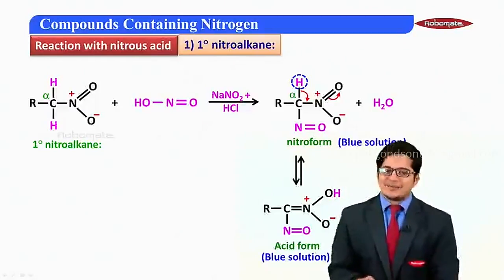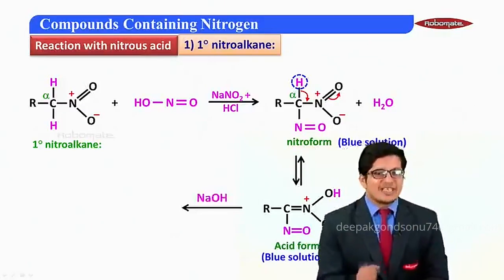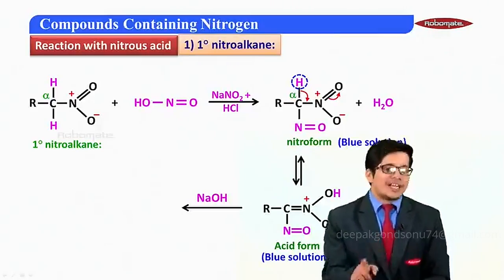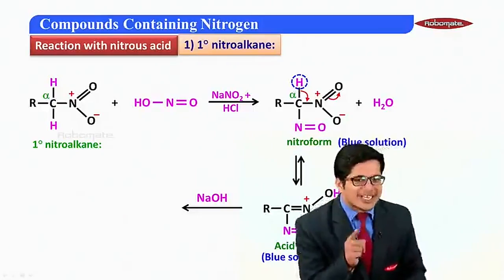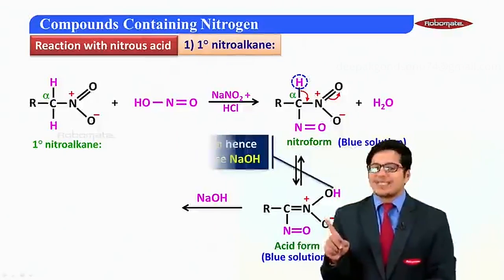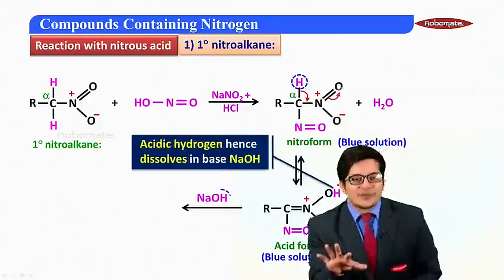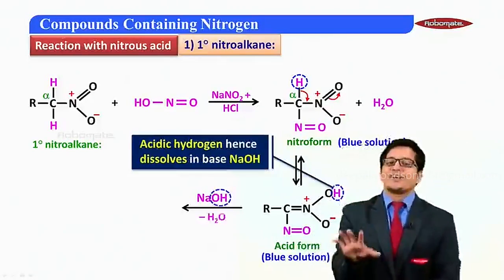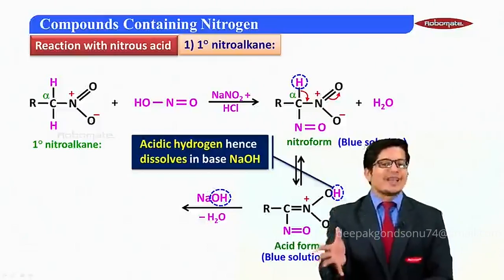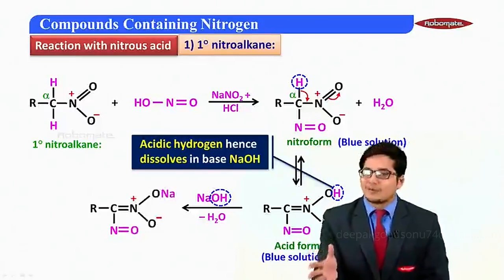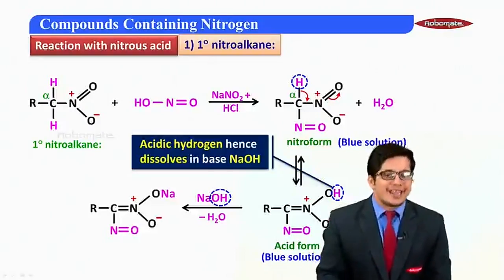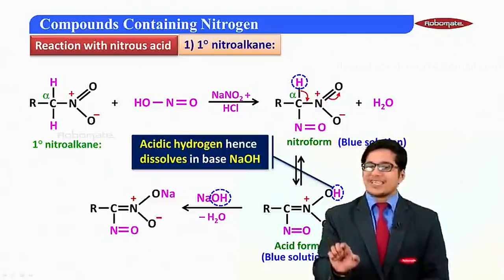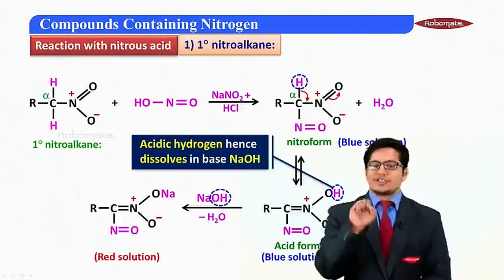If this solution is reacted with NaOH, let's see what happens. It was an acid form, it would combine with a base, H would be removed, you would get a water molecule. So now what you are remaining with is nothing but a group consisting of ONa. And remember student, this is a red solution.